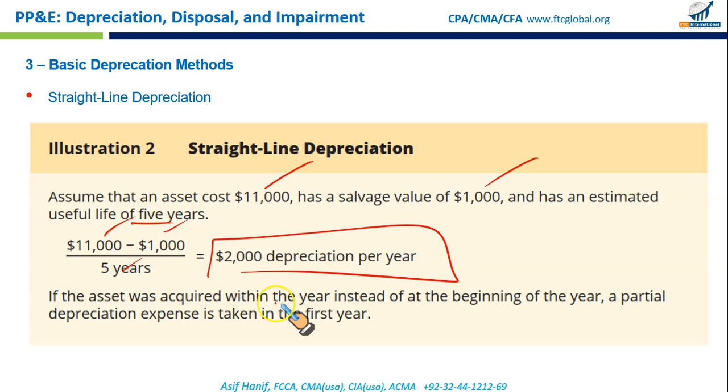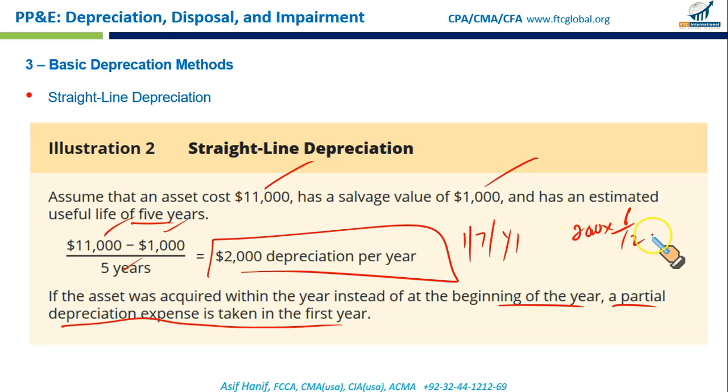If the asset was acquired within the year instead of at the beginning of the year, a partial depreciation expense is taken in the first year. Let's say you acquired the asset on 1st of July, year 1. So the annual depreciation is 2,000. You will do 2,000 times 6 by 12. So the first year depreciation will be $1,000.